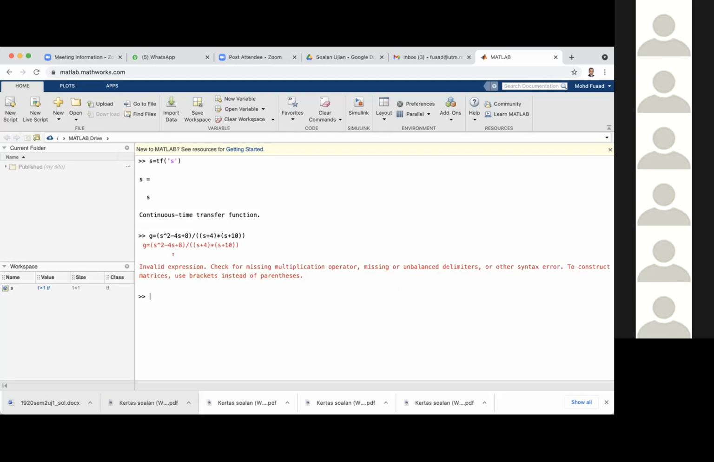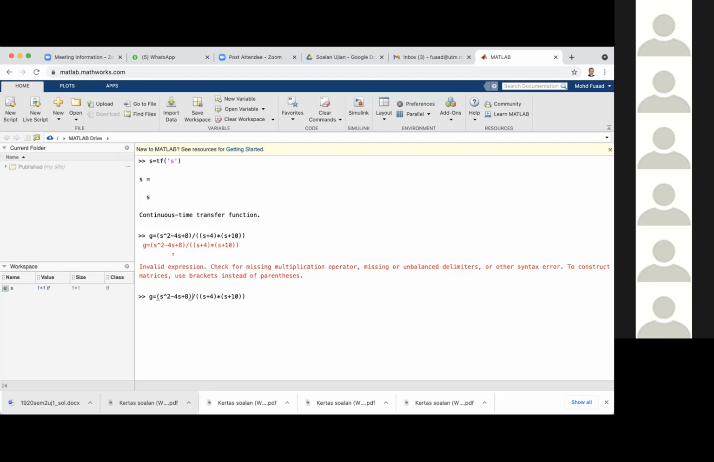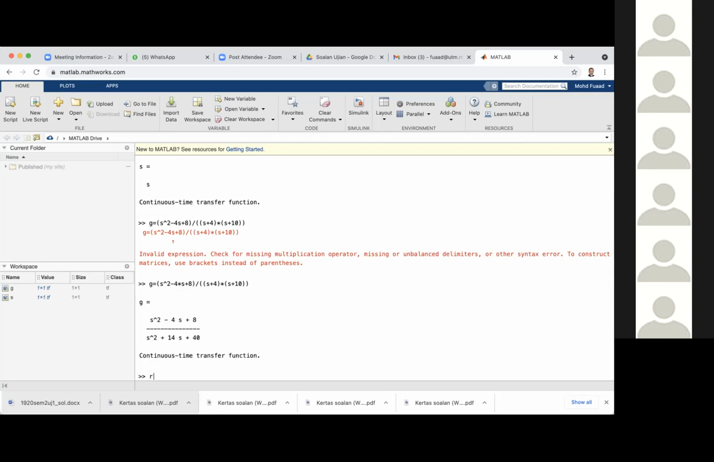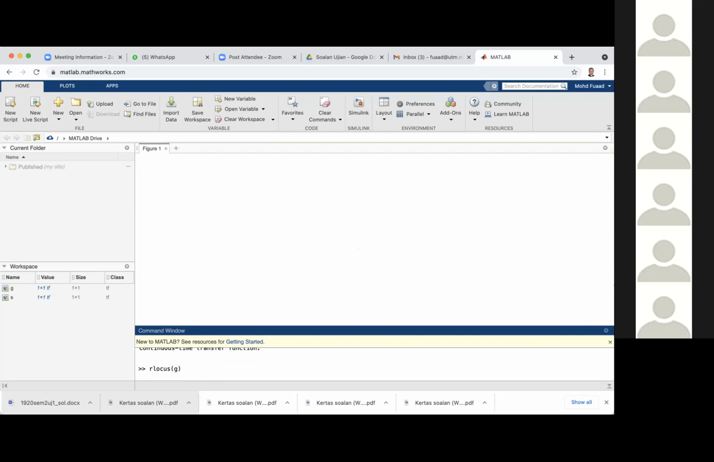Oops, what's wrong? You have to put the multiply sign here because the computer doesn't understand. There you go. And then rlocus G. Do you see what I typed here? Can you see? Yes. Can you see the figure? Yes.